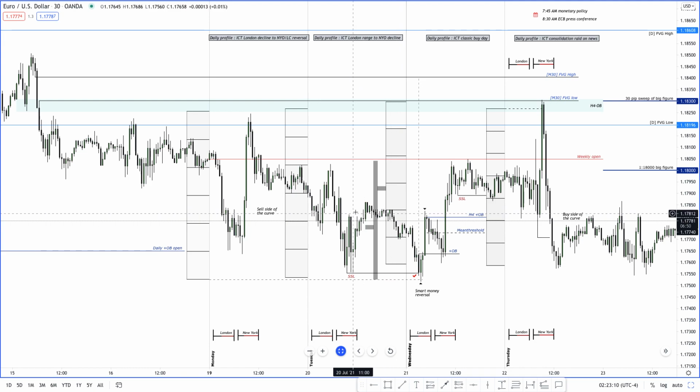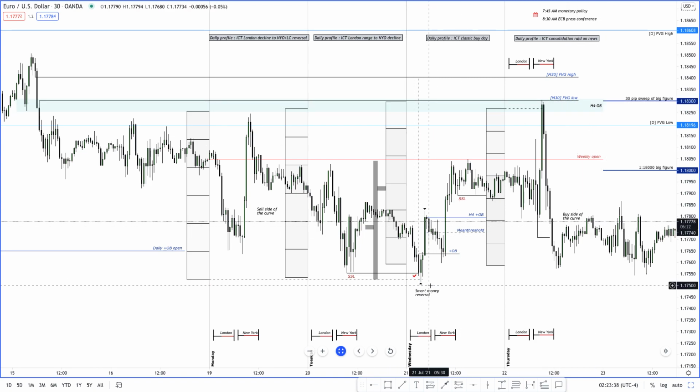Then leading up into Wednesday, we had a drop lower. Wednesday's daily profile was an ICT classic buy day. And I was looking actually to buy somewhere down here. I missed my limit by a couple pips, 4 or 5 pips, I'm not too sure. And I was targeting this zone up here, this fair value gap with an H4 bearish order block.